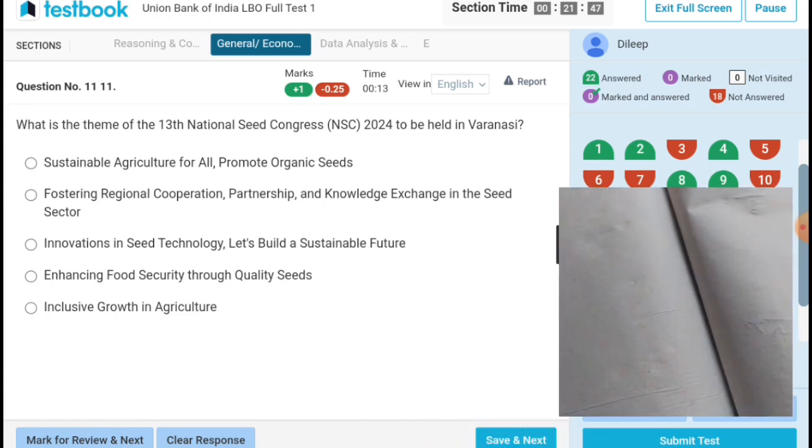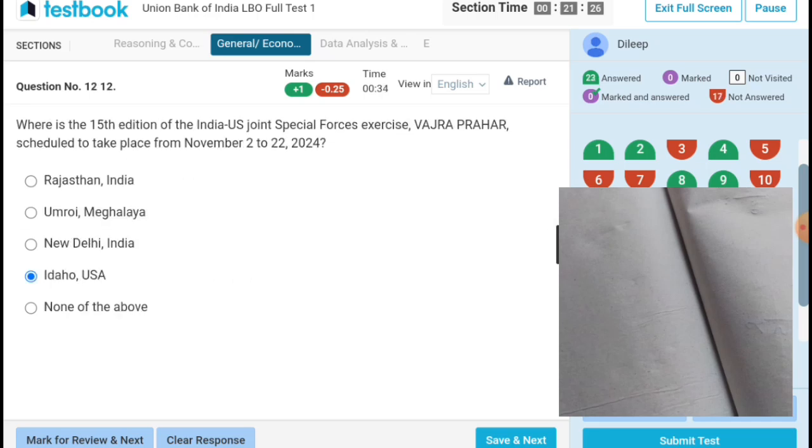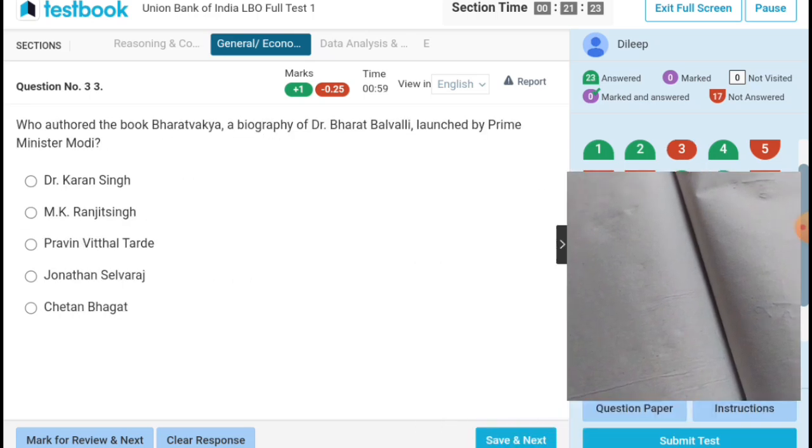What is the theme of the 13th National Seed Congress to be held in Varanasi? I think enhancing food security, sustainable agriculture, fostering regional cooperation, partnership and knowledge state sector. Who authored the book Bharat Vakya, a biography of Dr. Bharat Balwalli? I think Ranjit Singh.